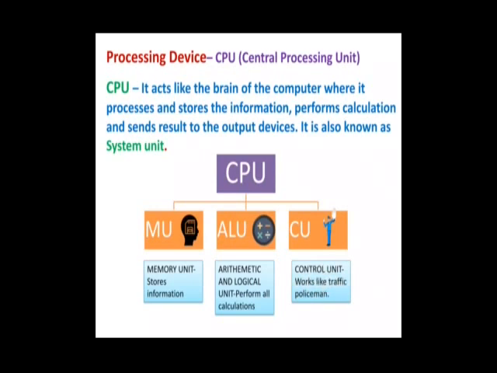Third is control unit. It works like a traffic policeman. So as a traffic policeman controls the traffic so that there should be no congestion and traffic can move smoothly, same way CPU has a control unit which controls all the working so that all the functions can be performed smoothly, right? So this is all about CPU. I hope you are clear with this. Yes, so we are done with this chapter.